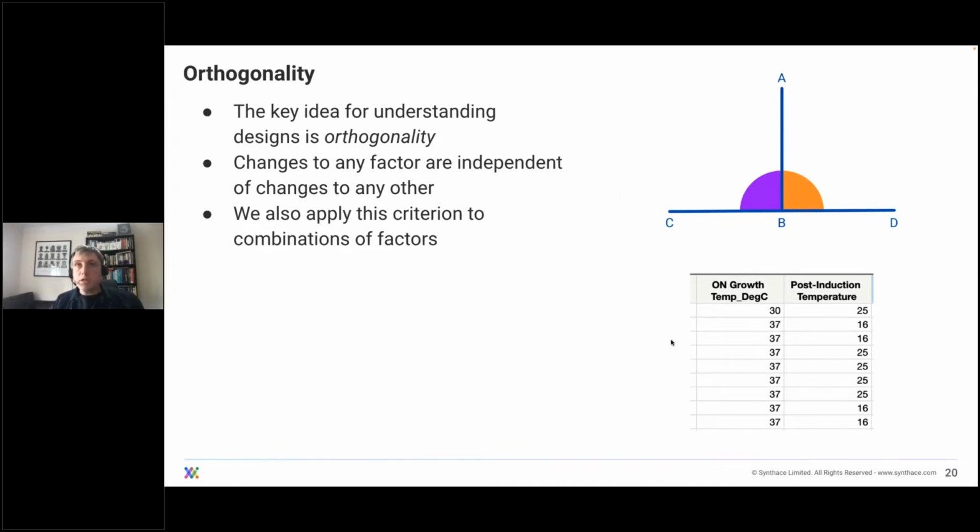So if we look at the lower image, we can see two factors here, temperatures at different stages of a process. And you can imagine calculating a correlation coefficient for these two columns. Two orthogonal factors will have a correlation of 0, whereas if they're completely dependent, they would have a correlation of 1.